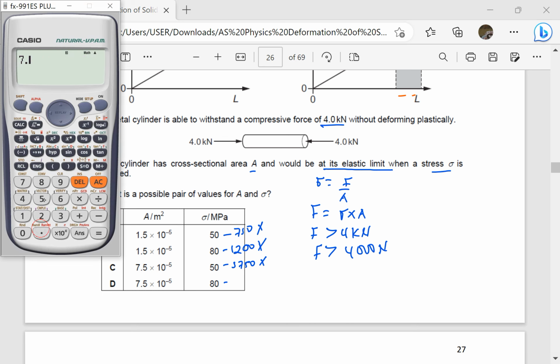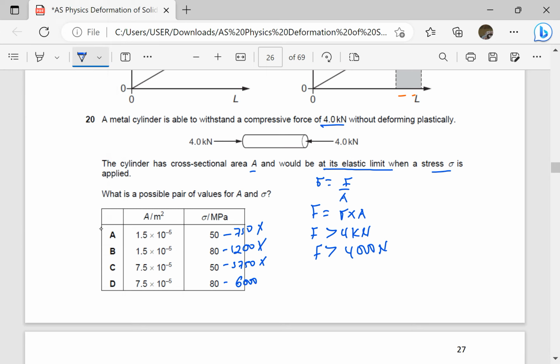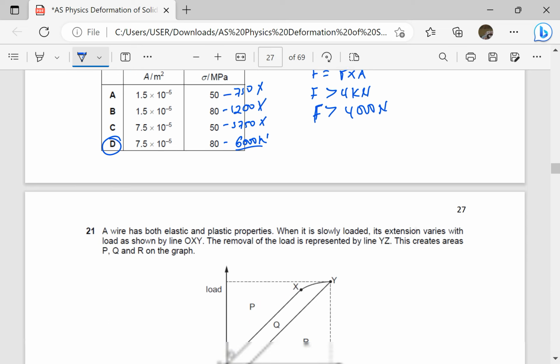So we have 7.5 exponent negative 5, then times 80 exponent 6. So this is giving us 6,000 newtons. So this means our answer is going to be D, because we said the force could be greater than 4,000 newtons. So our answer is going to be D.